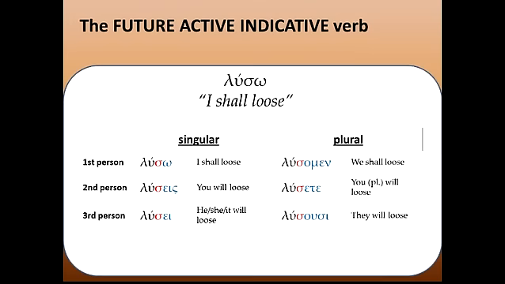So here is the verb luso, which means I shall loose. And you will notice the stem lambda upsilon with the sigma attached to it all the way throughout. There is your second principal part stem. And then we have what will soon be our familiar personal endings: o, eis, ei, omen, ete, ousin.